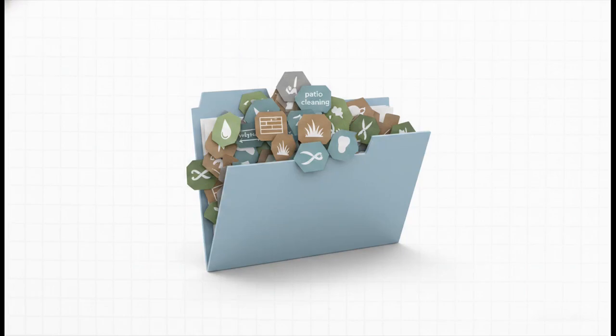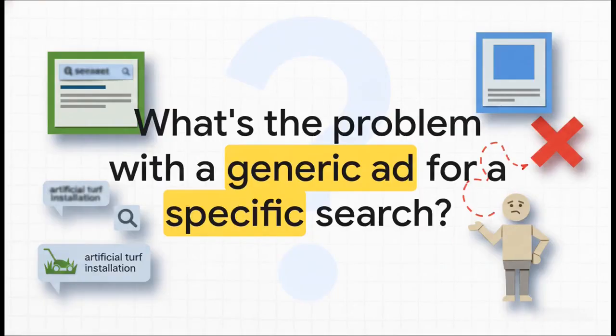So here's the classic mistake, the before picture we see all the time. The business owner makes one single campaign, maybe calls it landscaping, and then just dumps every keyword they can think of, decking, patio cleaning, turf, mowing, into one giant messy pile. So, what's the big deal? Well, think about it. When someone goes to Google and types in something super specific like artificial turf installation, they get served a really generic ad that just says landscaping services. There's a total disconnect. It doesn't solve their problem, so they just keep scrolling.